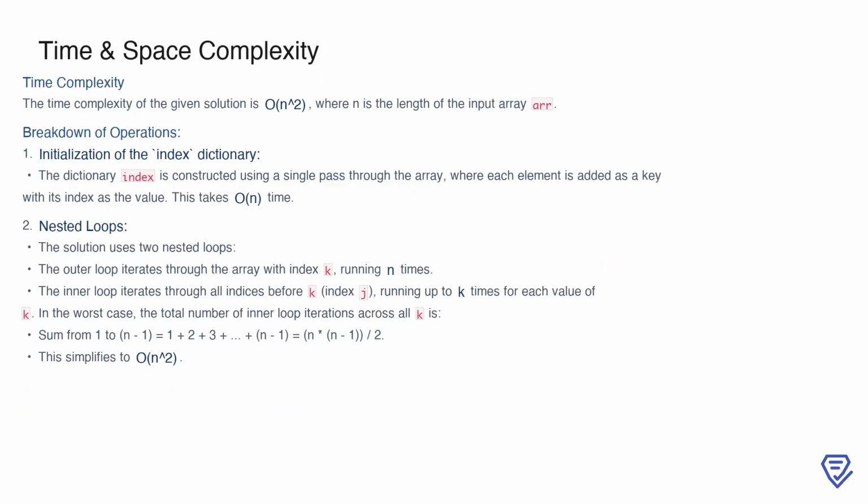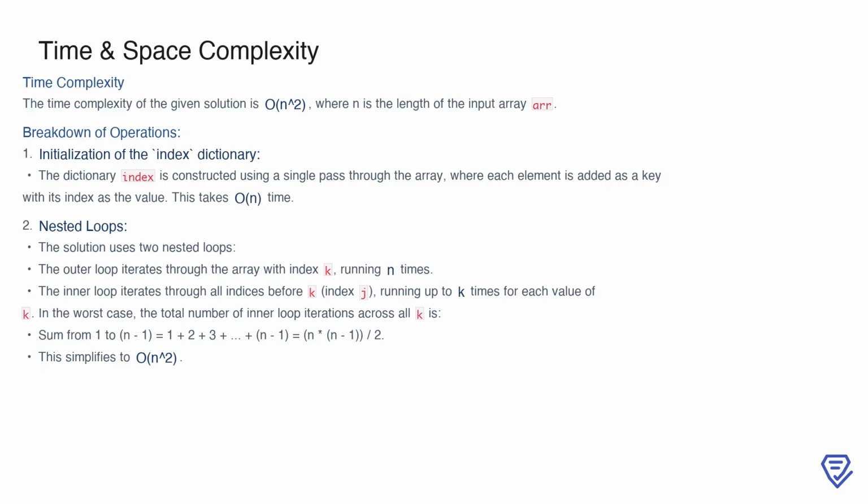Here, we analyze the time complexity of our solution. The overall time complexity is n squared, where n is the length of the input array. To break this down, the first step is the initialization of the index dictionary. This dictionary is constructed by iterating through the array once, assigning each unique element as a key and its index as the value. Since this involves a single pass through the array, it takes O(n) time.